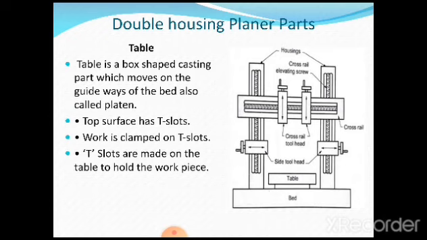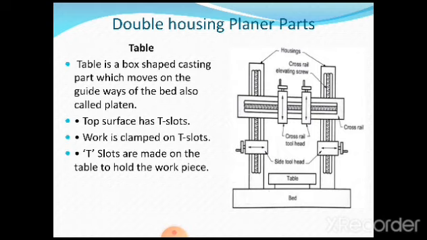The next one coming is, on the bed there is a mounting of the table which is made to move continuously. The table is also a box shaped casting, basically of a flat shape, which moves on the guideways of the bed. Sometimes it is also called a platen.